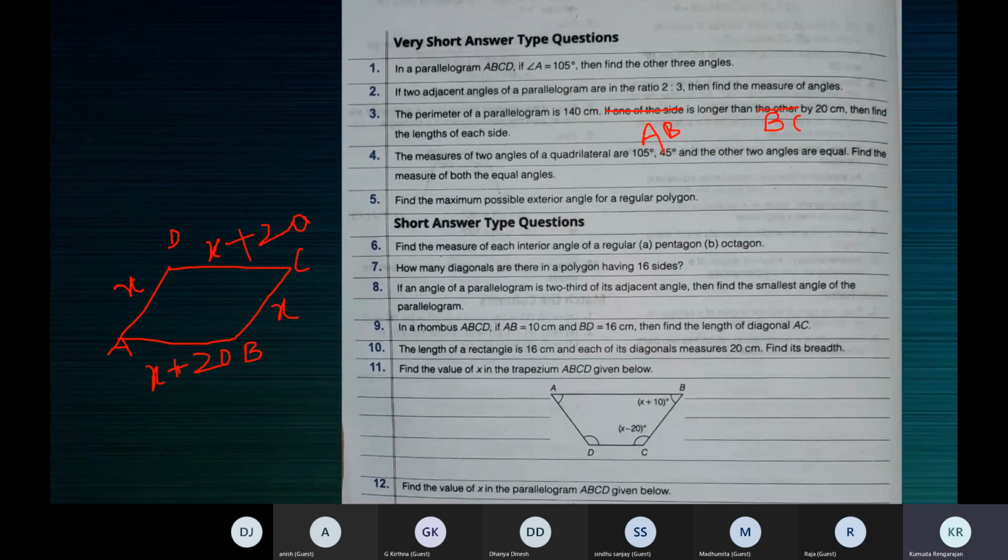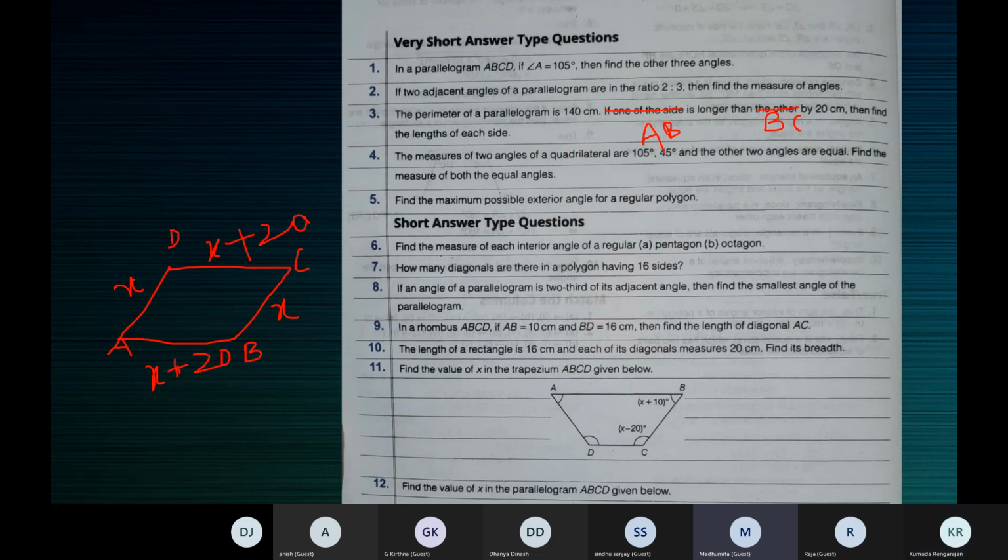Any questions, children? Understood, all of you? Yes, ma'am. Ma'am, the answer is x is 30, no, ma'am? No, x is 25. Okay, ma'am, I'll check my answer. I'll tell you what you should get: 4x plus 40 is equal to 140. Yes, ma'am. I did 4x plus 20 by mistake instead of 40. Okay, ma'am, I'll correct it.